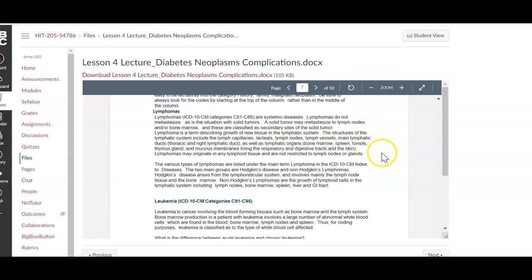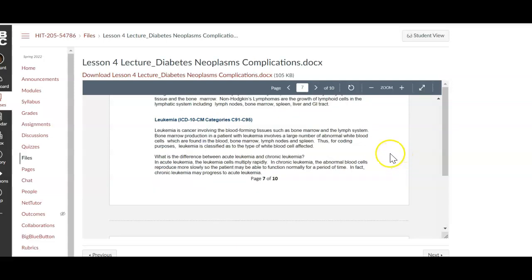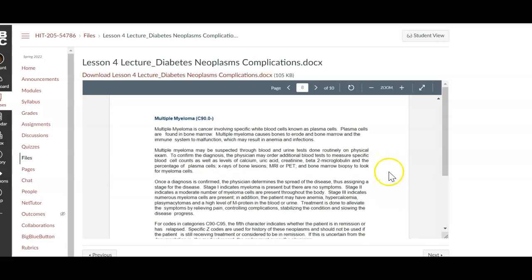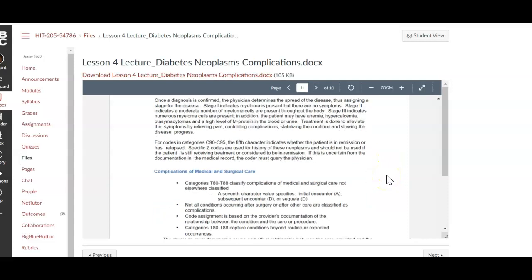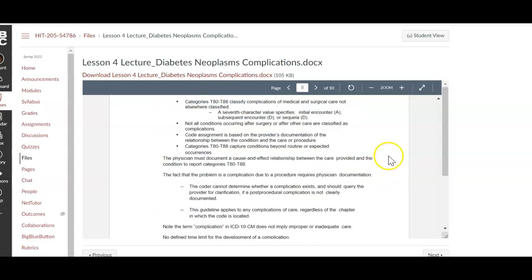Okay, so then we get into lymphomas. They're systemic diseases. Those are going to be the C81 through C88. They do not metastasize as is the situation with solid tumors. So keep that in mind. We have leukemia, which is our blood-forming tissues. So here we're just talking about our different types of cancers. So make sure you read through all of these. And then we have our complications, which remember are going to be our T codes.